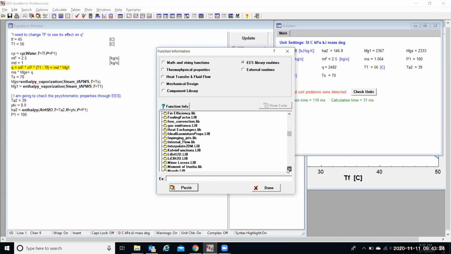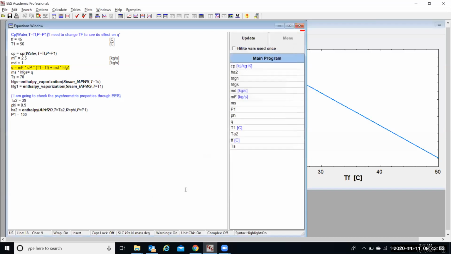Now, what I'm looking for is basically seawater. Yes, seawater, here it is. So in the EES library routines, this is something that has been added by our group actually. We have worked with the seawater properties, and once we made them complete, we communicated with Klein, who's the author of this software, and we told him that we have created these reliable seawater properties, and he liked that, and he said, I'm going to include it in the library. So he did that, and the seawater properties are there.